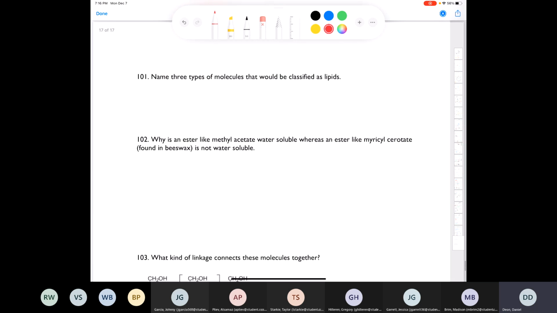Okay, name 3 types of molecules that would be classified as lipids. My favorite is waxes, steroids, triglycerides, GCs. What else? Glucotrienes, PGs, prostaglandins. Okay, those all would be. What else? Sphingolipids.